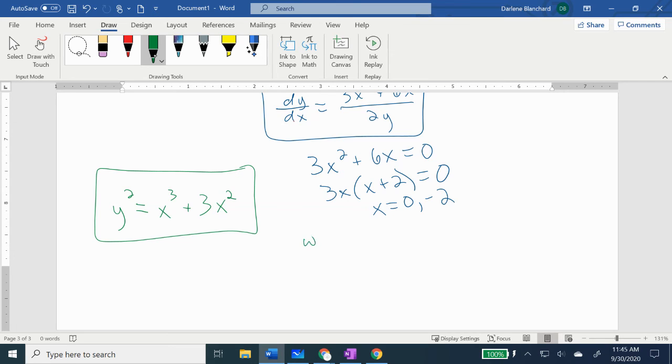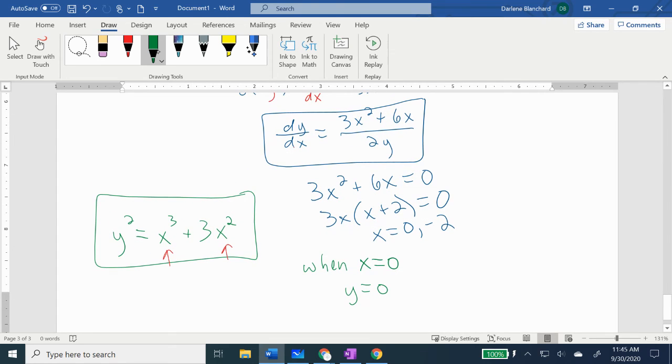When x is equal to 0, I plug 0 into these x's, and I get that the y value can only be equal to 0 at that time. That creates a problem because that means I have a 0 over 0 situation. I'm going to have to look at this a little bit closer.